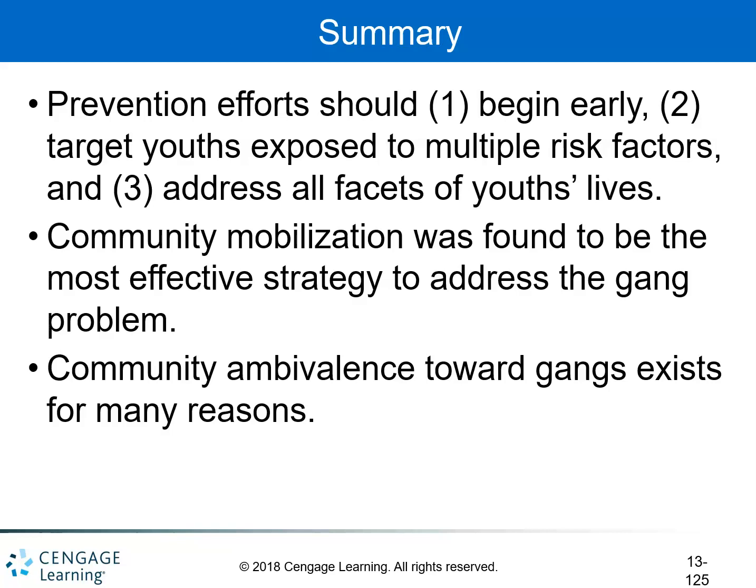So in summary, we know that prevention efforts should begin early and target youth exposed to these multiple risk factors, and address all facets of that young person's life. Community mobilization was found to be one of the most effective strategies to address the gang problem, and community ambivalence toward gangs exists for many reasons.